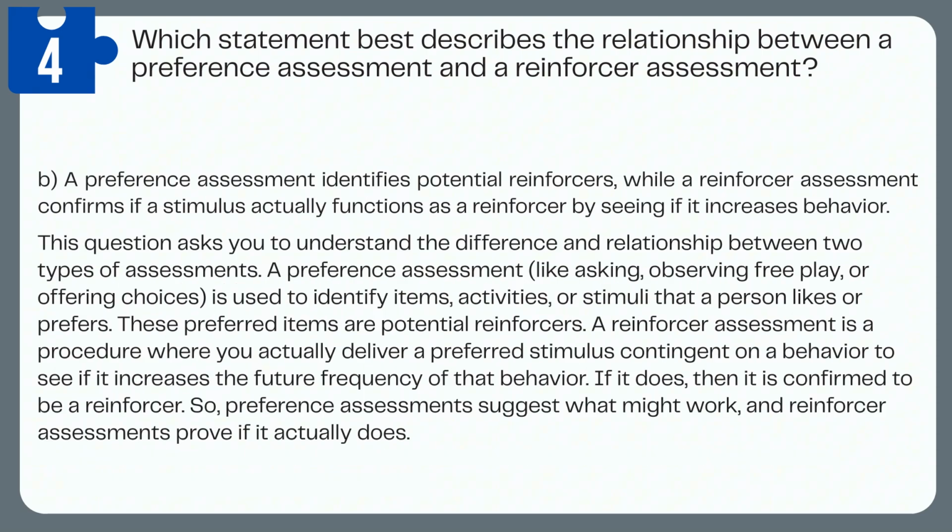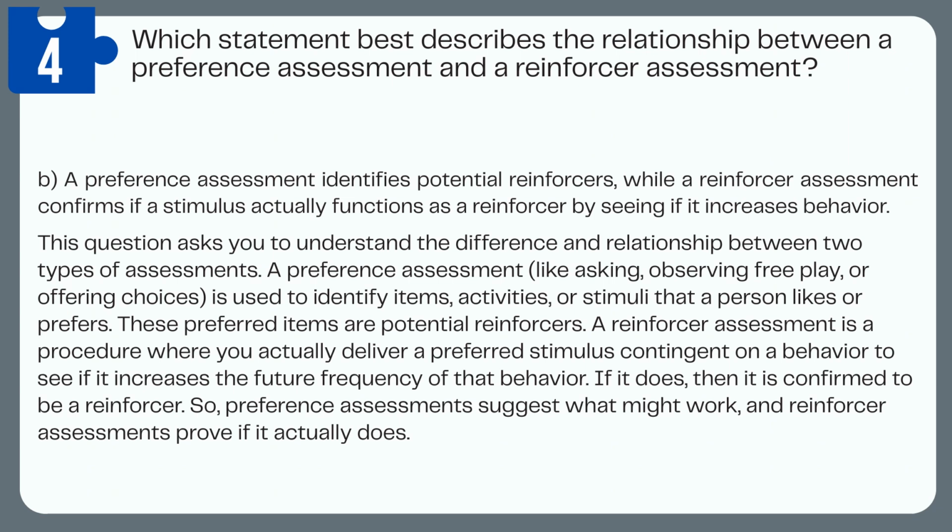Answer B. A preference assessment identifies potential reinforcers, while a reinforcer assessment confirms if a stimulus actually functions as a reinforcer by seeing if it increases behavior. This question asks you to understand the difference and relationship between two types of assessments. A preference assessment, like asking, observing free play, or offering choices, is used to identify items, activities, or stimuli that a person likes or prefers. These preferred items are potential reinforcers.